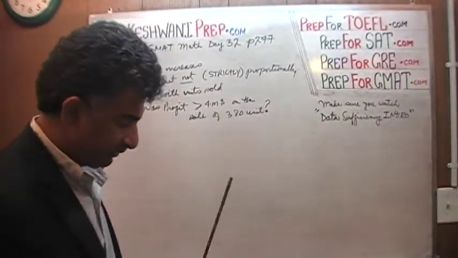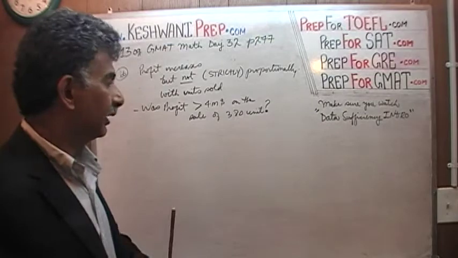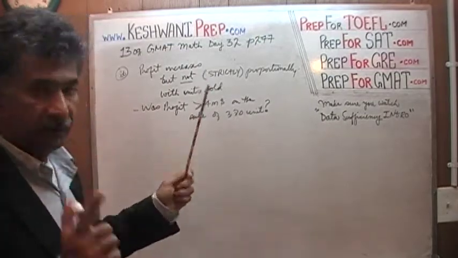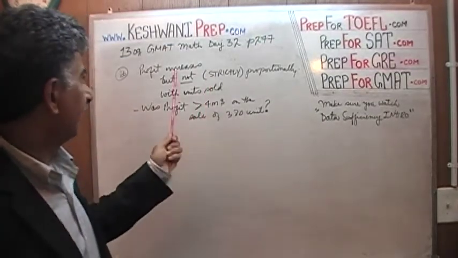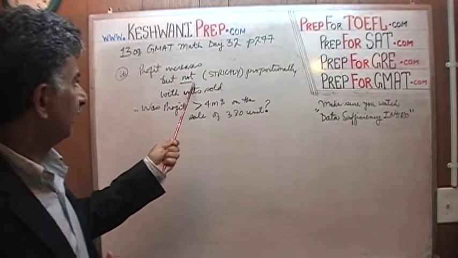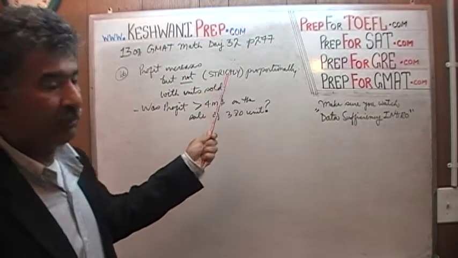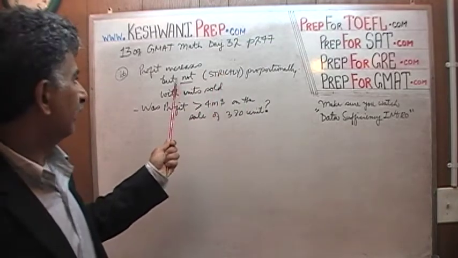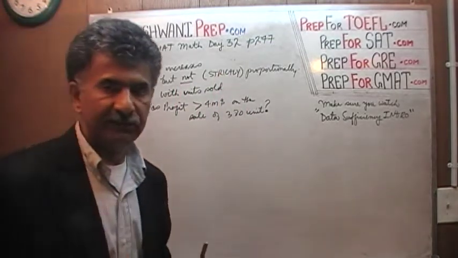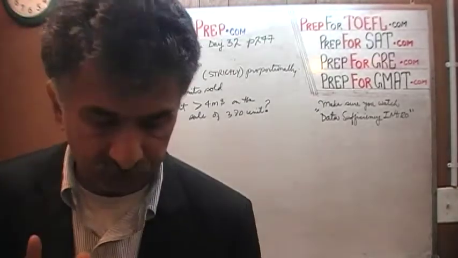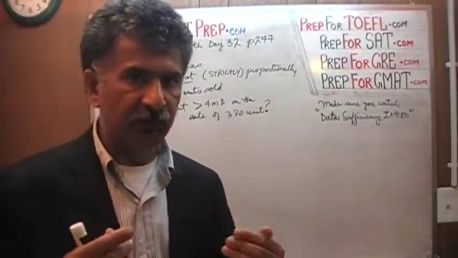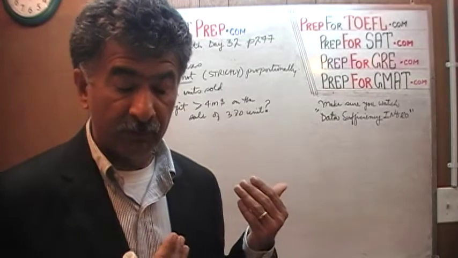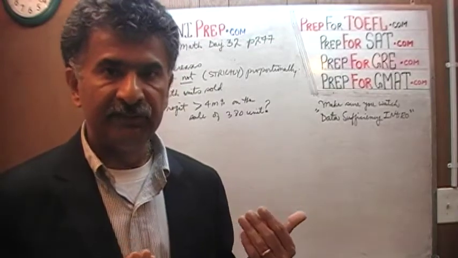Strictly speaking, my math teacher will tell me that this is not actually proper terminology. What they meant to say here, listen very carefully, is that the profit increases but not strictly proportionally. They leave out the word strictly. They just say "but not proportionally." Let's talk about what it means to increase strictly proportionally.